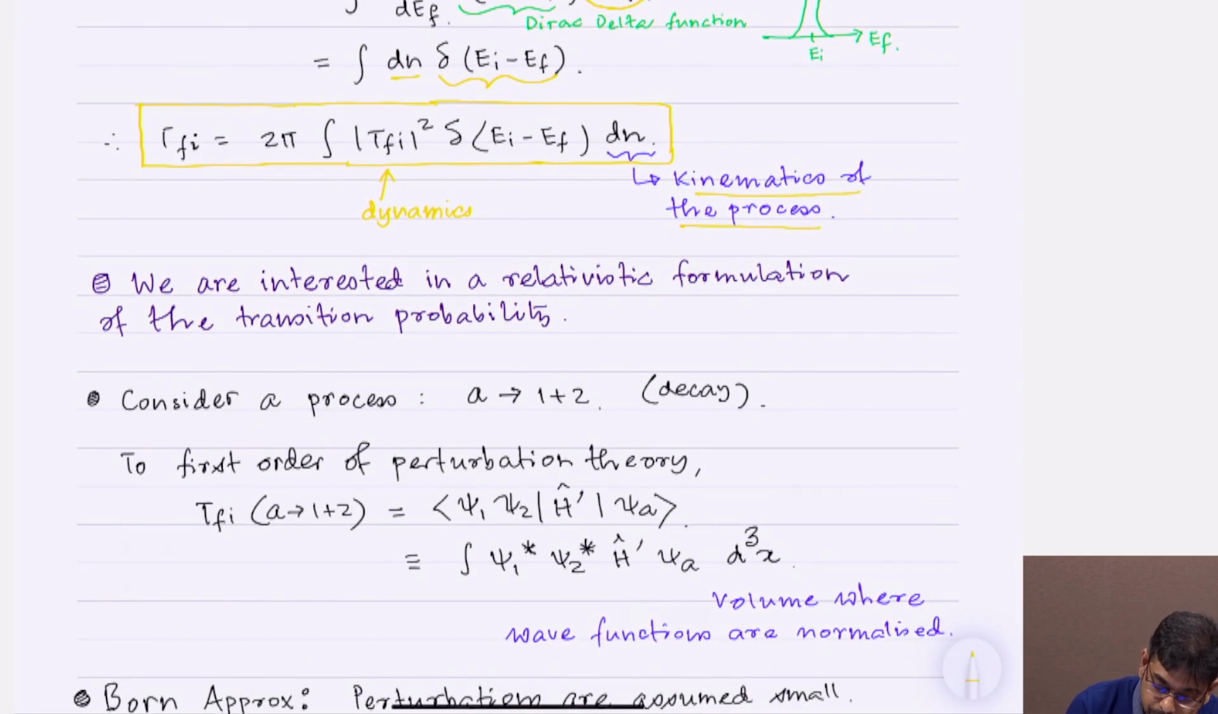And once again, we would like to reiterate that we are interested in calculating the relativistic formalism of the transition probability. This is what we actually require, because we have already established the point that the rate of transition from state I to state F requires obeying the special theory of relativity, or it needs to be Lorentz invariant.